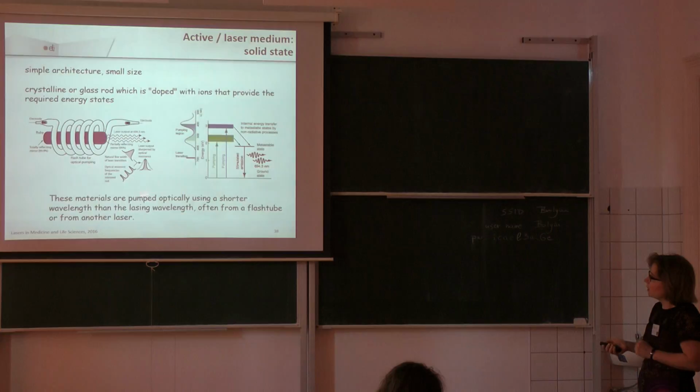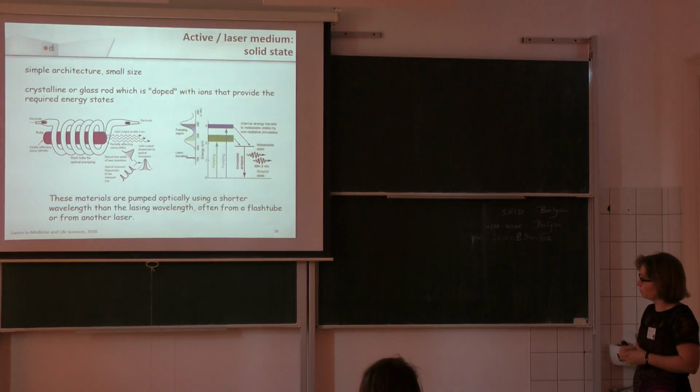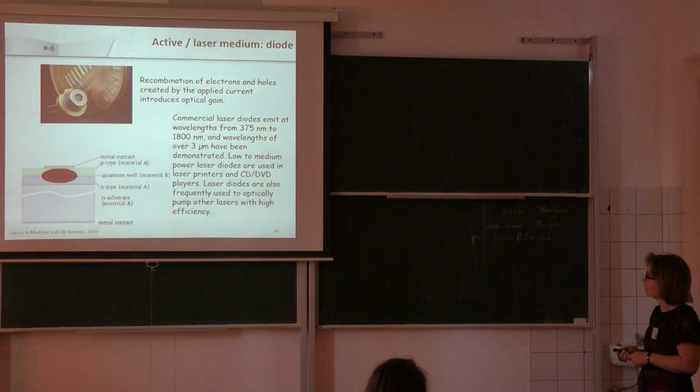These materials are usually pumped optically by another light source that can be a flash tube, and the light coming from the flash tube is absorbed by this active medium. Because there are always some losses during the process, we have to pump it with a shorter wavelength light than what we hope to achieve with our laser.